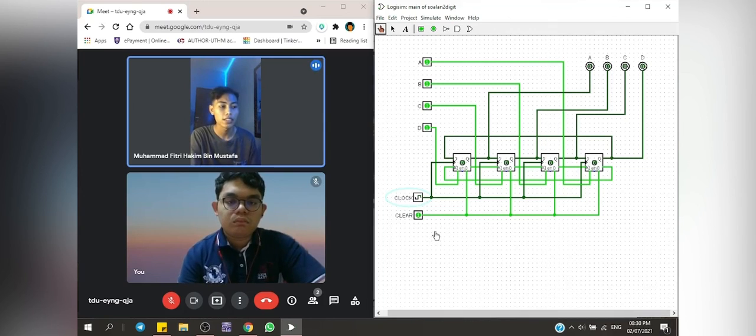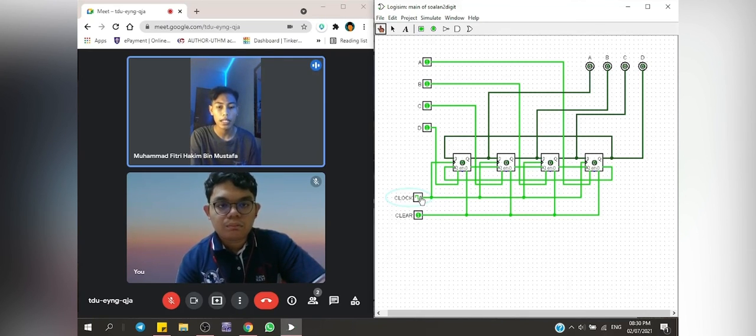For last shift right, line number 15, clear is 1, input D 1, C 1, B1 and A is 1. The clock pulse will be 10. Output D 0, C 0, B 0 and A 0.